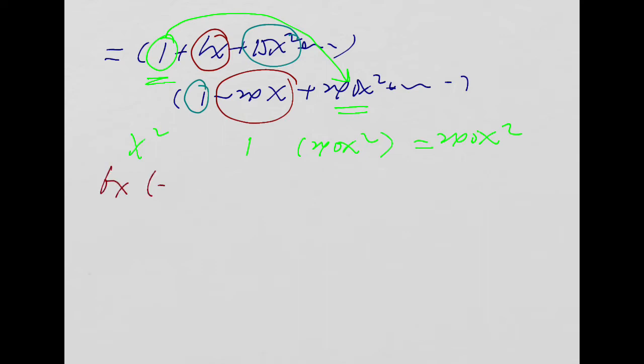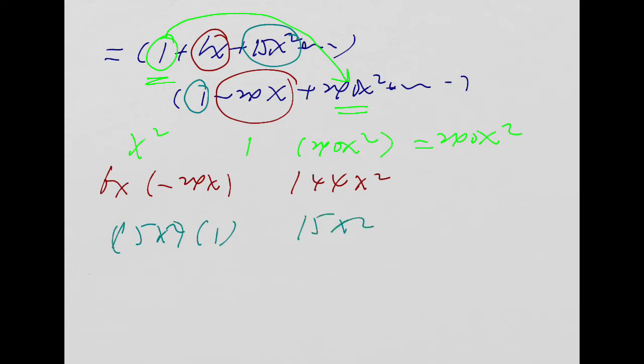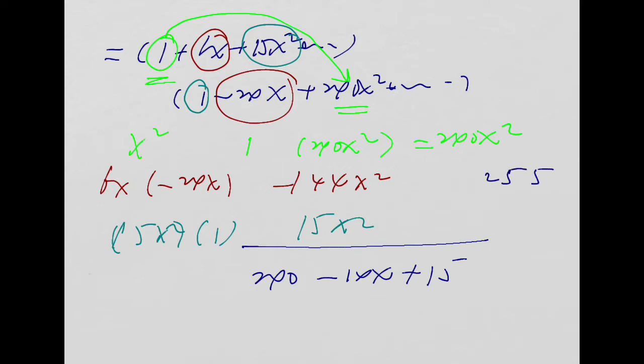Second, 6x times minus 24x becomes minus 144 x squared. Okay, 15x squared times 1 becomes 15x squared. So you just need to add it together, okay? 240 minus 144 plus 15. It becomes 111. Got it? So this is how we do it.